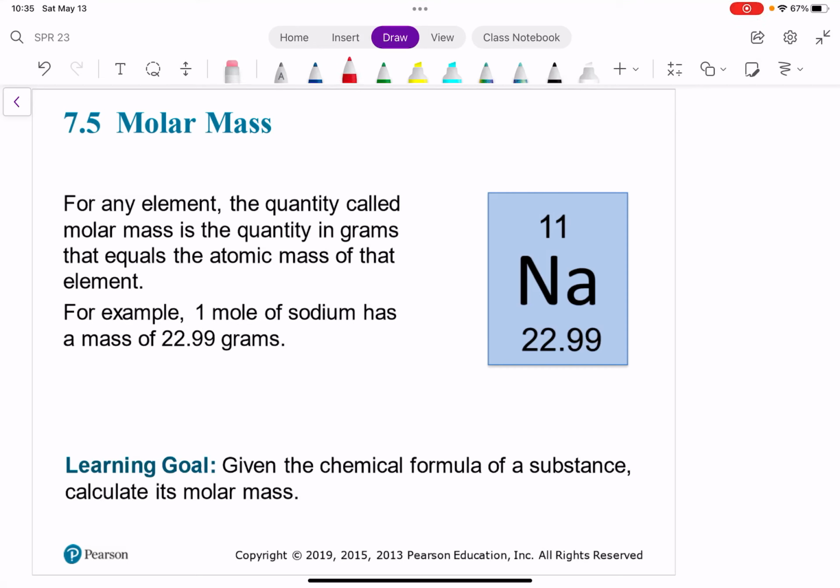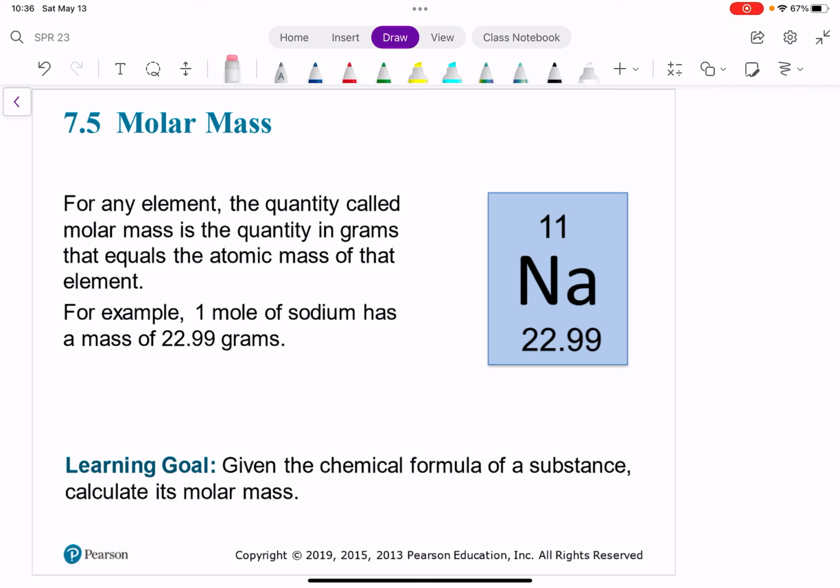In this video, we're just going to do a really quick video about molar mass. So what is molar mass? Well, molar mass is just a quantity that shows the number of grams in 1 mole of some element. Okay, and that quantity, molar mass, equals the atomic mass of whatever element you have.